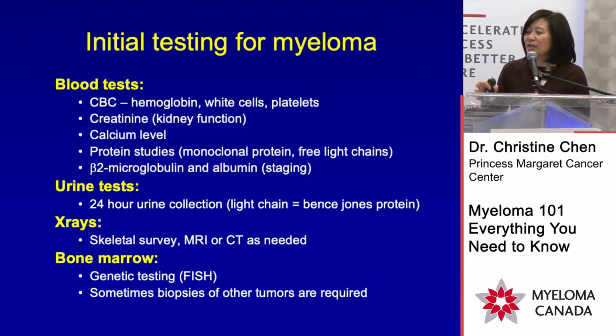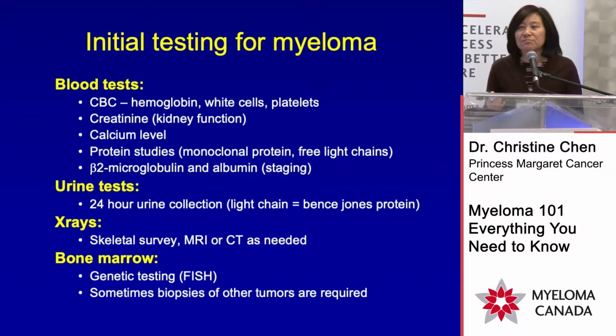They're pretty standard. So we do blood tests. We look at your hemoglobin, white cells, platelets. Of course, we look at your kidneys, which is shown in a test called the creatinine. We look at your calcium level, as mentioned. We'll do protein studies, and I'll talk about that in a bit more detail. And then there are some tests that don't help us diagnose but are useful for staging or prognosis. The beta-2 microglobulin and albumin levels, those are all in the blood.